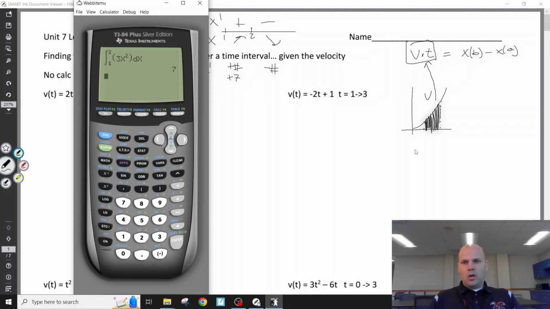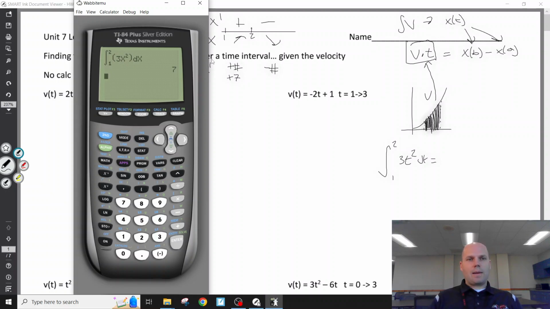Why is that? Well, because human beings, for forever and ever, when asked to find an area, knew that they had to take an antiderivative to get the position function. And once you get the position function, you can then plug in b and plug in a and subtract them. So it was like an alternate approach to getting this answer. Velocity times time gives you distance. Change in position gives you distance.